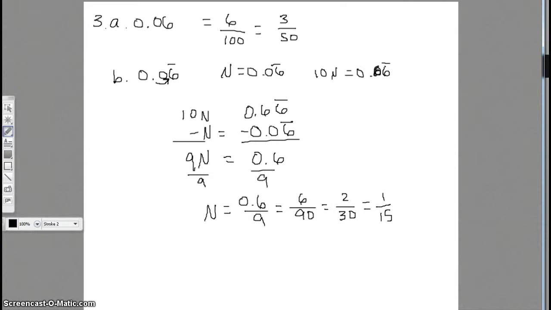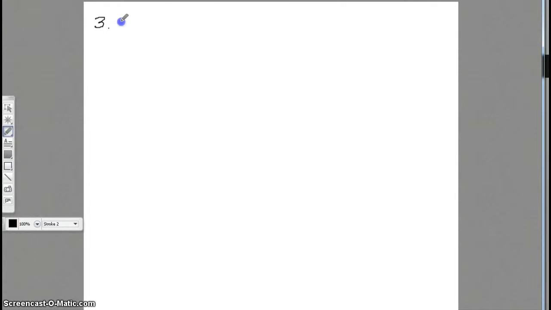So let's go ahead and work part C and D from number 3. Number 3, part C is 1.125. Well, that's easy enough to write as a fraction. We have 3 decimal places. So we're going to write our 1125 over 1 with 3 zeros. 3 decimal places means 3 zeros. And now we need to simplify. So what I'm going to do is divide both the numerator and the denominator by 25. When I divide the numerator by 25, I get 45. When I divide the denominator by 25, I get 40.